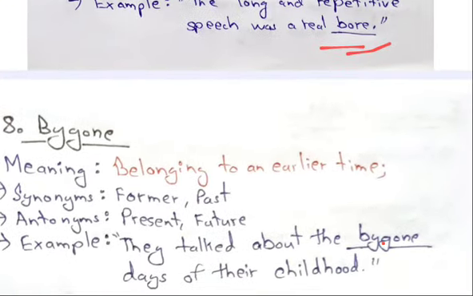Now, next one is bygone, meaning belonging to an earlier time. Belonging to an earlier time, बीता हुआ या गुजरा हुआ. Synonym इसका होगा former and past. Antonym होगा present, future, etc. We can use this as they talked about the bygone days of their childhood.